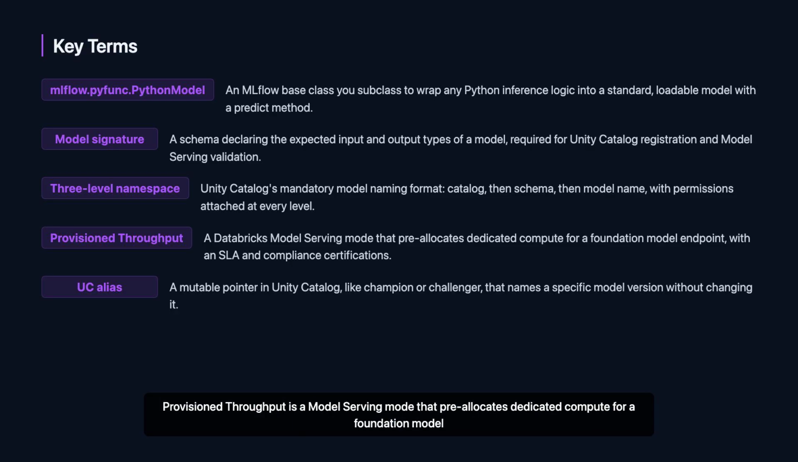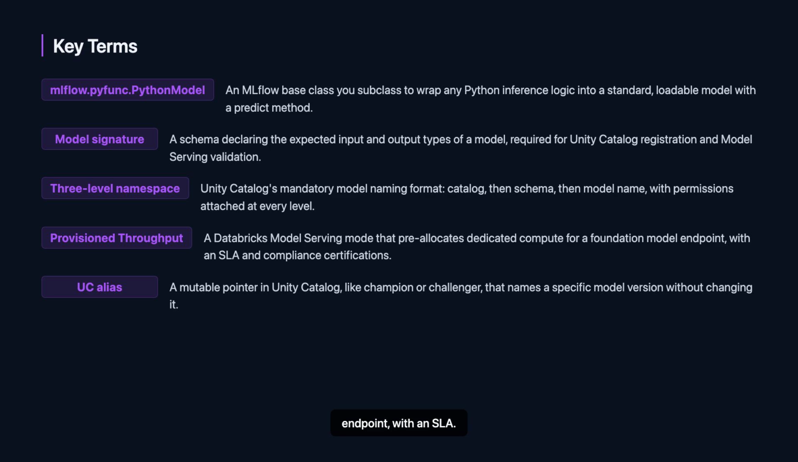Provisioned throughput is a model-serving mode that pre-allocates dedicated compute for a foundation model endpoint with an SLA, and a Unity Catalog alias is a mutable pointer, like champion or challenger, that names a specific model version without changing it.